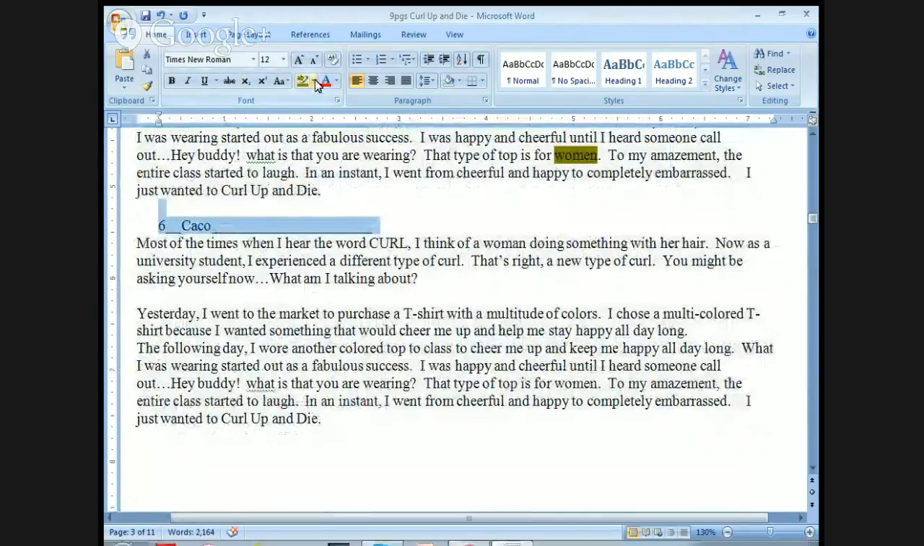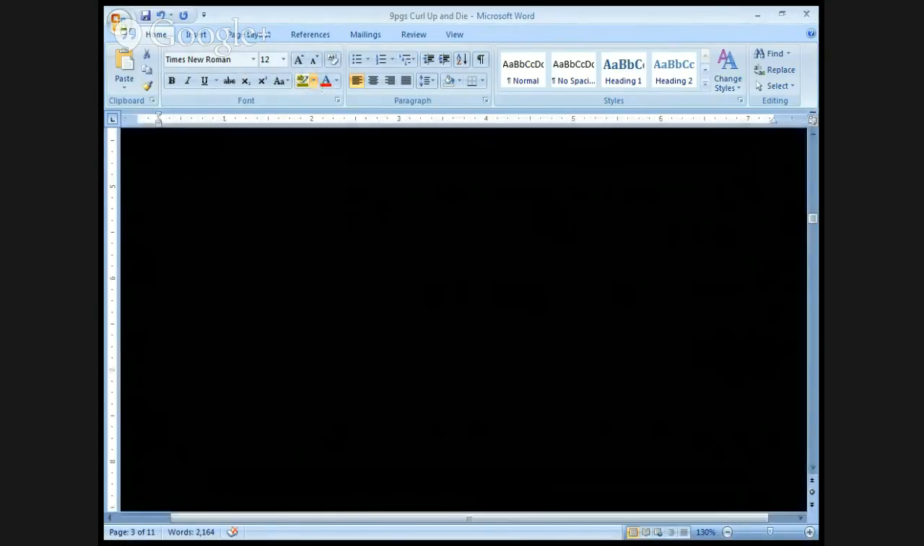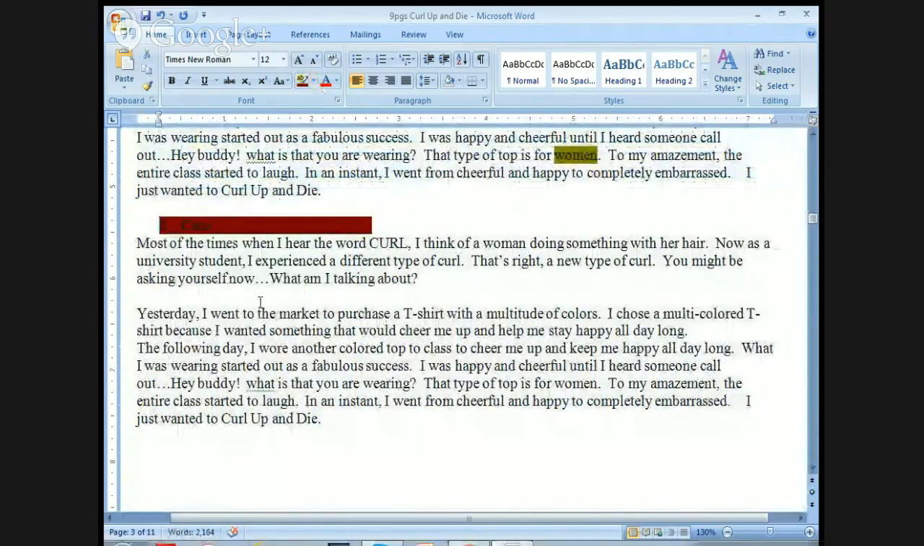Most of the time, when I hear the word curl, I think of a woman doing something with her hair. Now, as a university student, I experienced a different type of curl. That's right, a new type of curl. You might be asking yourself now, what am I talking about?